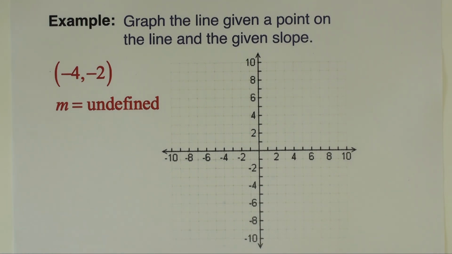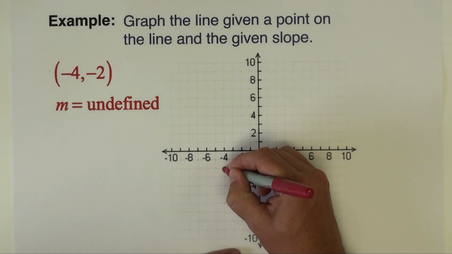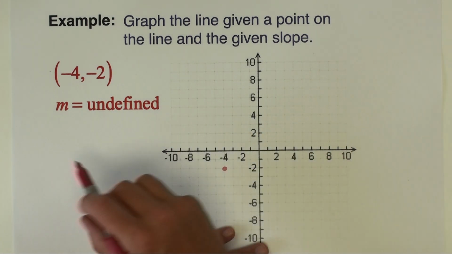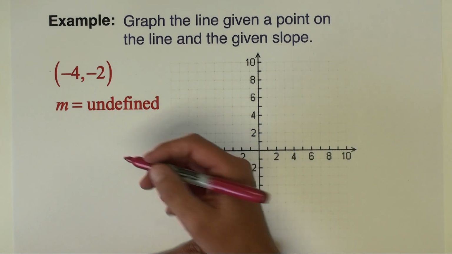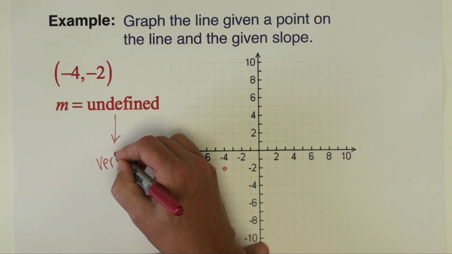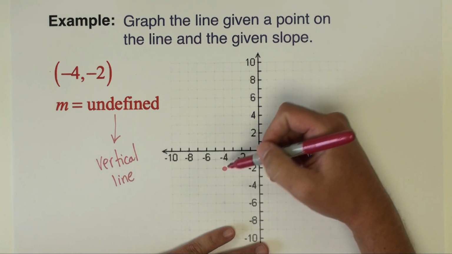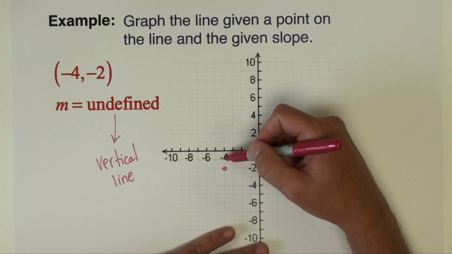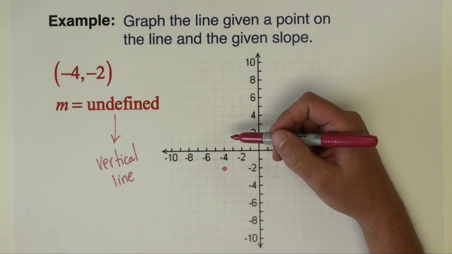All right, our last example problem is asking us to graph the line given a point on the line and the slope. So the point on the line is negative 4, negative 2. I'm going to start right there. Now, slope is undefined, so we need to know that when we have an undefined slope, that is a vertical line. So since I've got my starting point, I just need a vertical line right there going through that point.